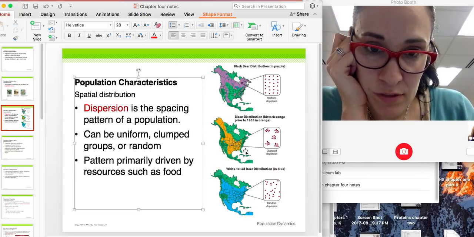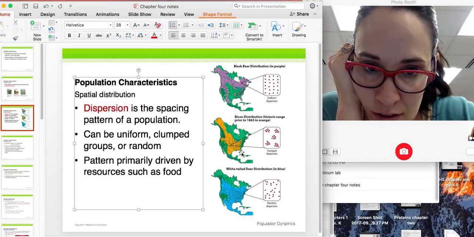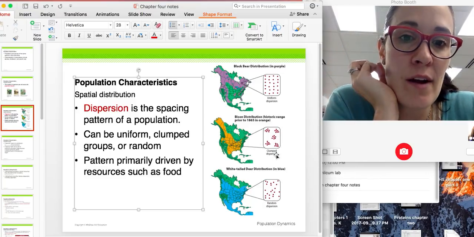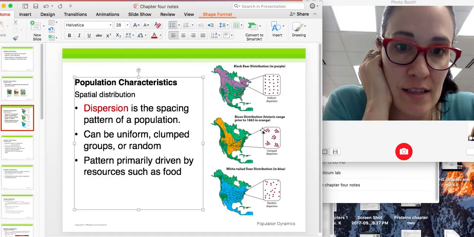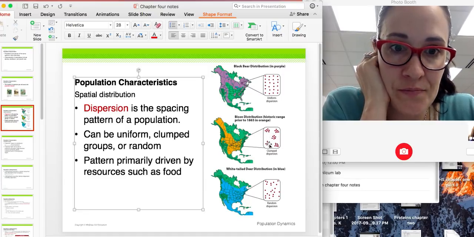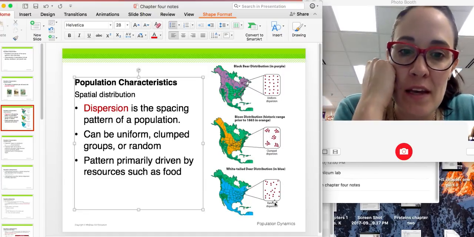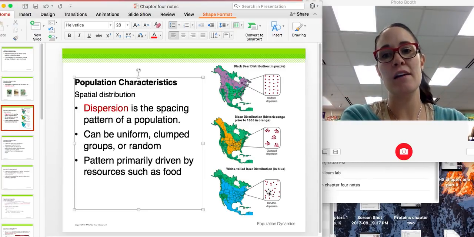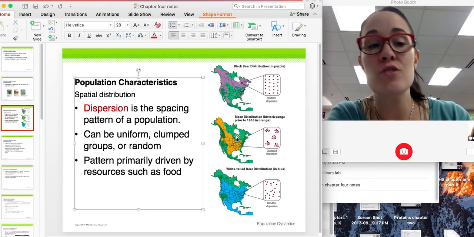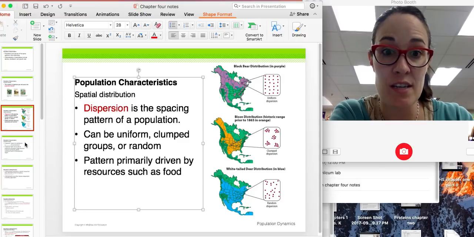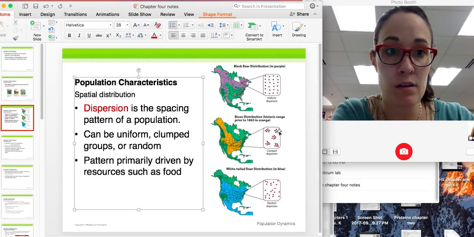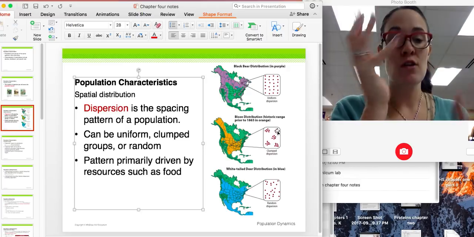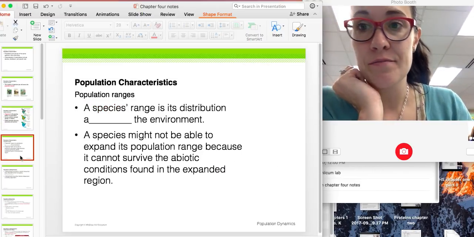Here is, where are we? Oklahoma or Nebraska? No, it's Kansas. All right, white-tailed deer in Kansas. They're clumped together in groups. So that's a clumped distribution. Or here is a random distribution of some organism, some population. What drives the pattern seen? Usually resources such as food. So here there's maybe certain grass or forested areas where the deer hang out because there's food there.